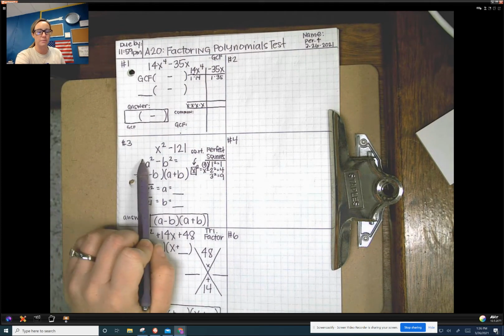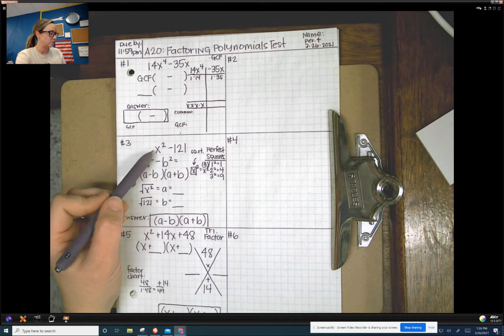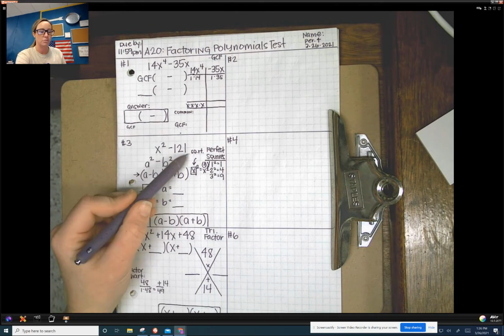Problem number 3 is a difference of squares problem. So I need to see x squared minus 121. That's your problem.